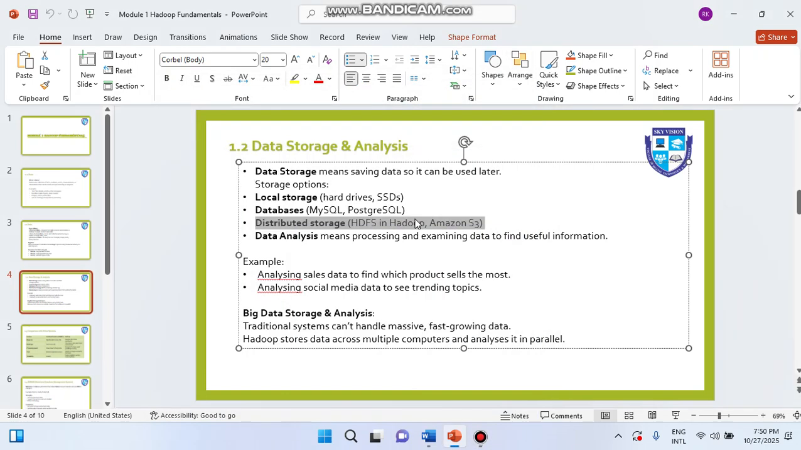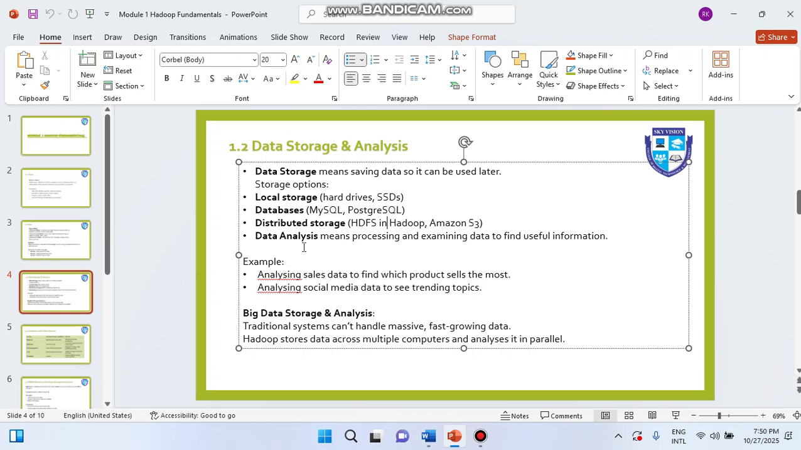Okay, so maybe right now we are using distributed storage. What is distributed storage? Distributed storage means data is not stored in one computer. It will be distributed across different computers, or we can say different servers. That is what we call a distributed format. Okay, one by one we are going.